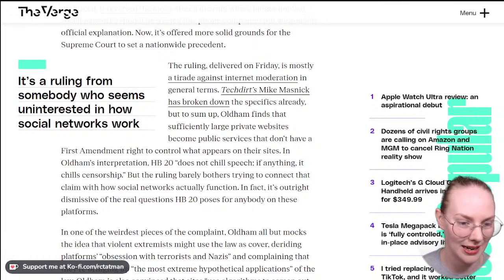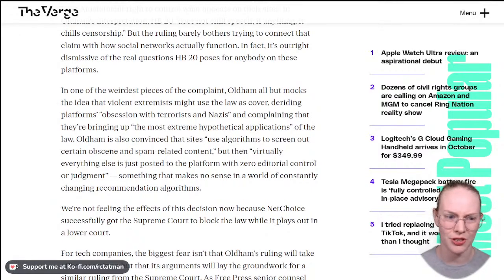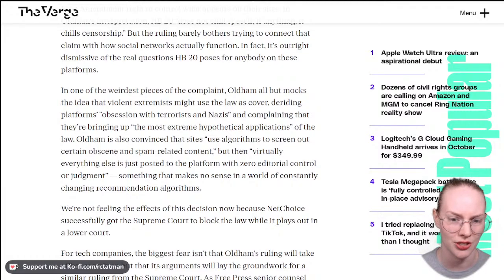Anyway, in one of the weirdest pieces of the complaint, Oldham all but mocks the idea that violent extremists might use the law as cover, deriding platforms' obsession with terrorists and Nazis, and complaining about their bringing up the most extreme hypothetical applications of the law. Oldham is also convinced that sites use algorithms to screen out certain obscene and spam-related content, but then virtually everything else is just posted on the platform with zero editorial control or judgment, something that makes no sense in a world of constantly changing recommendation algorithms.